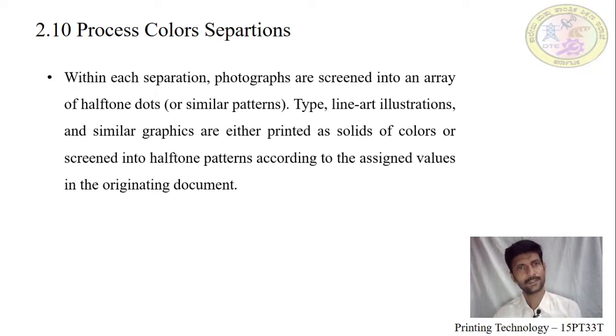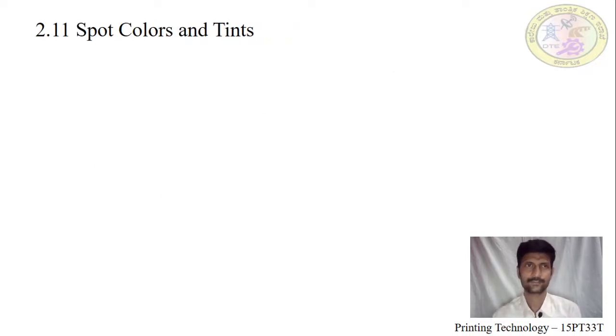Suppose some illustration should print in a particular single color. It is called spot color. To make that same color, we can get it in the same way as a separation. But sometimes this may be used as a solid print of a single plate with a single color.